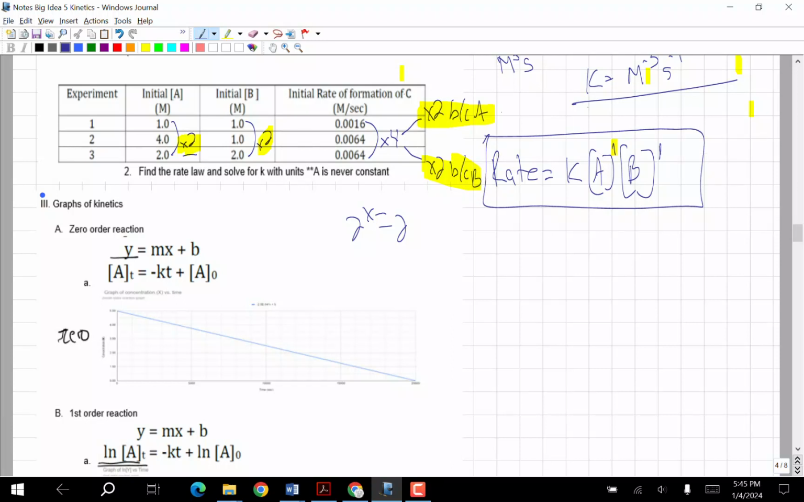So we'll go back to the first one. 0.0016 equals K, 1 to the first, 1 to the first. So K equals 0.0016. And then these are molarities. Those will cancel out. So molarity to the -1, seconds to the -1. And that's it. Not too bad.